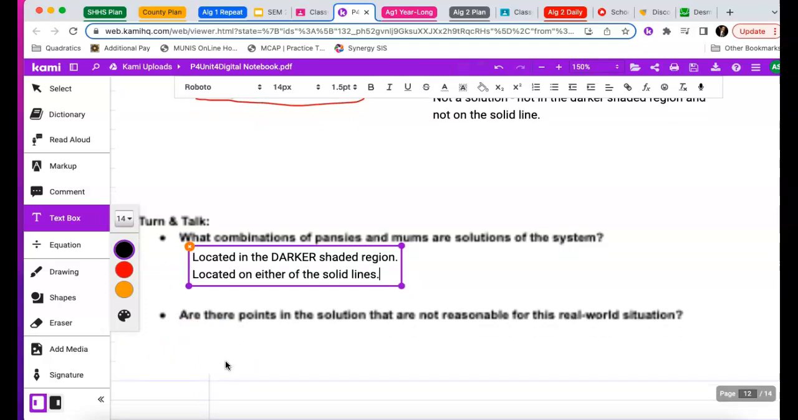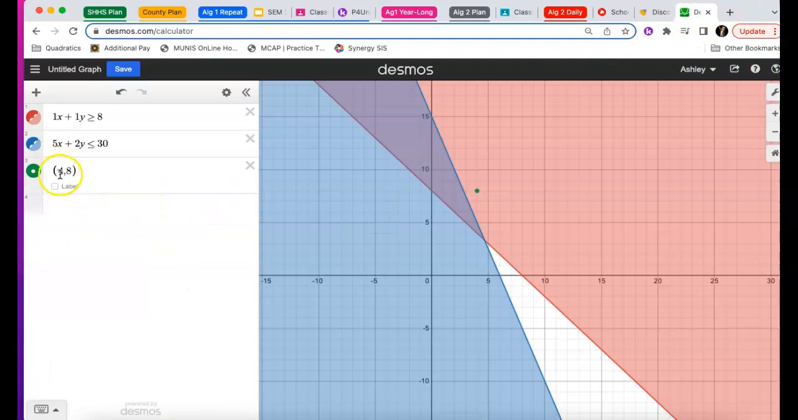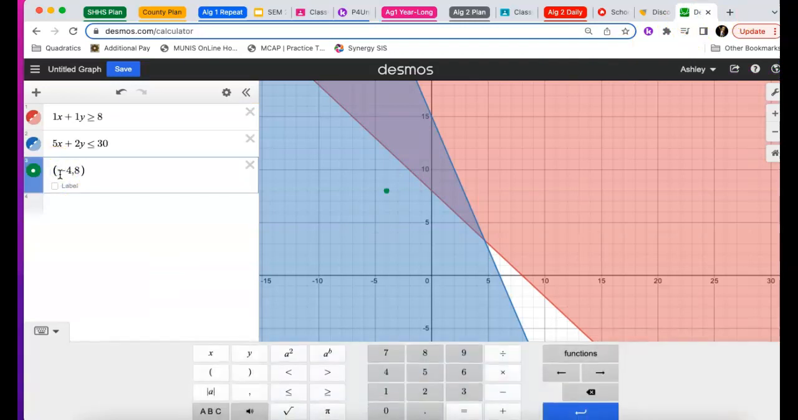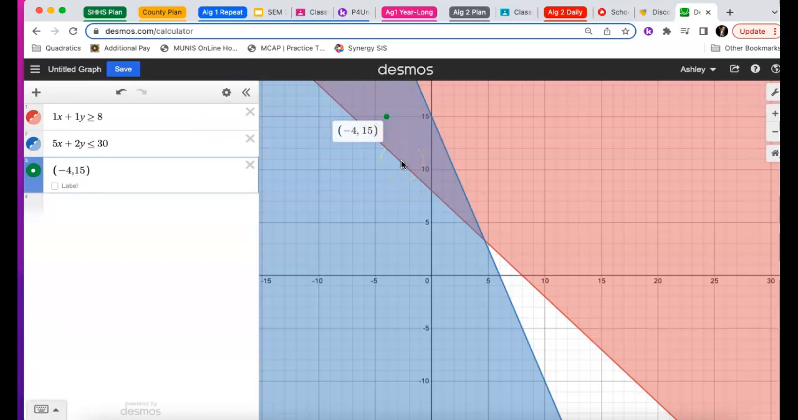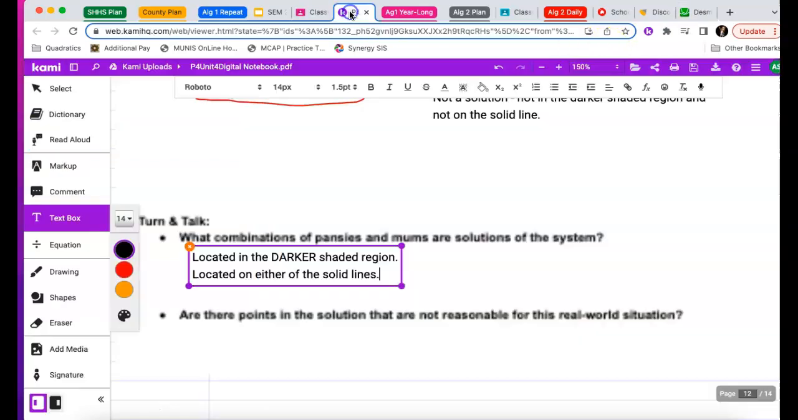And the last question says, are there points in the solution region that are not reasonable for this real world situation? So let's look over here. So the point (-4, 15), that is in our solution region. But can I have -4 plants? No. So any of the points that are in the darker shaded region that are negative, even though they're in the darker shaded region, they're technically not solutions because we can't have a negative number of plants.